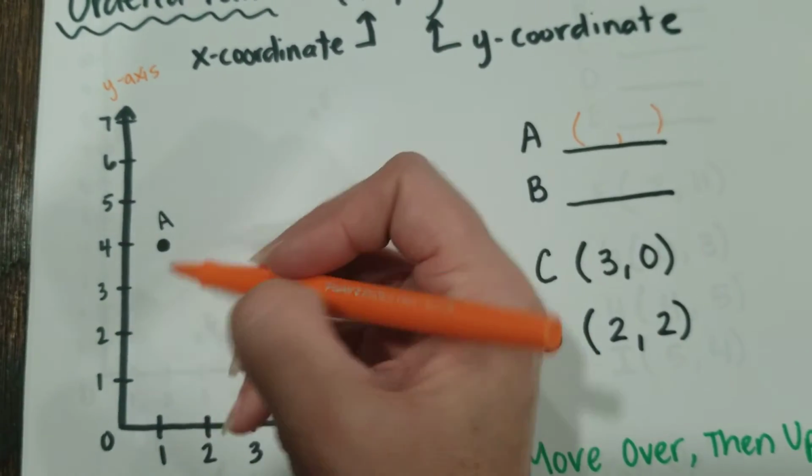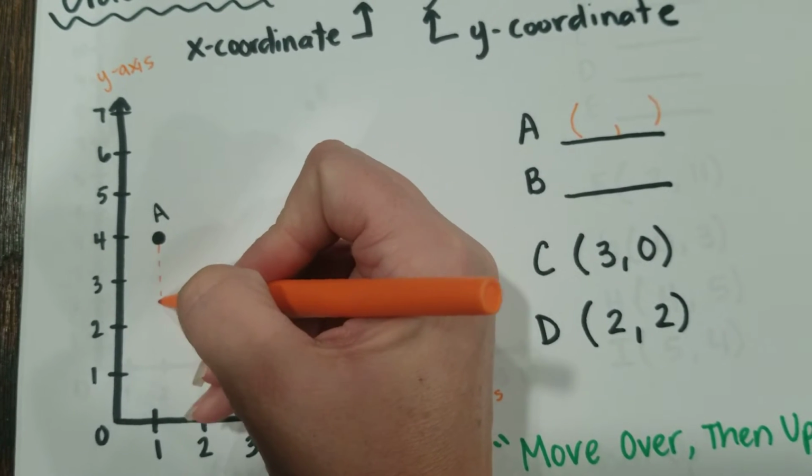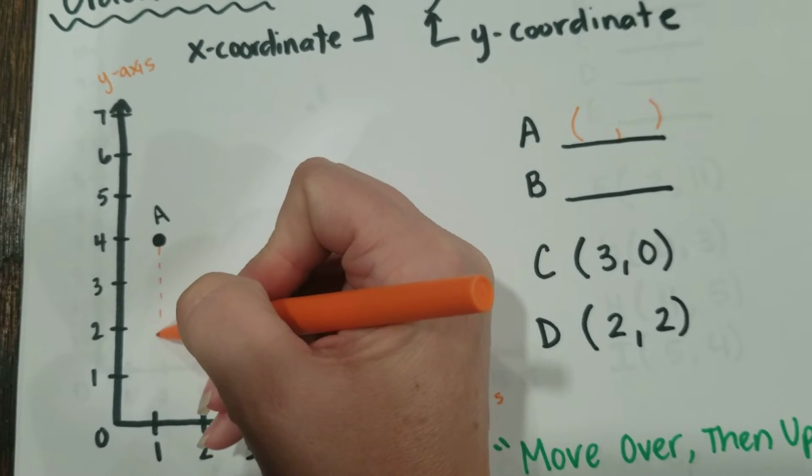So starting with A, I'm going to look down, and I'm just going to do a dotted line. You don't have to do dotted lines. You could just look straight down, okay?